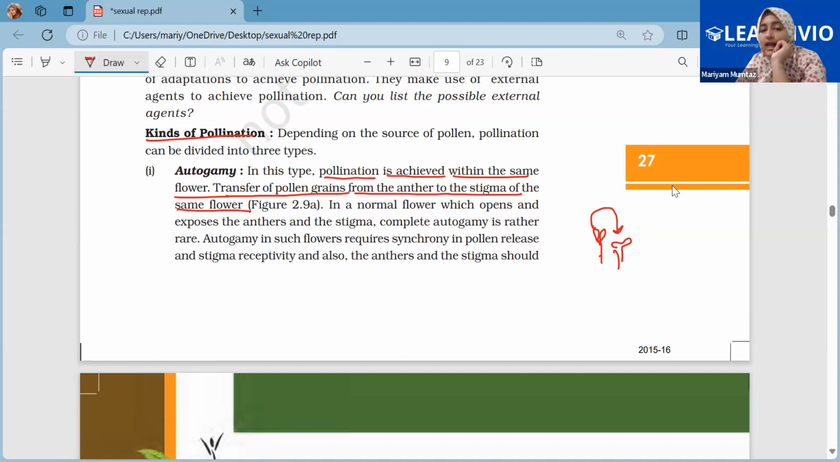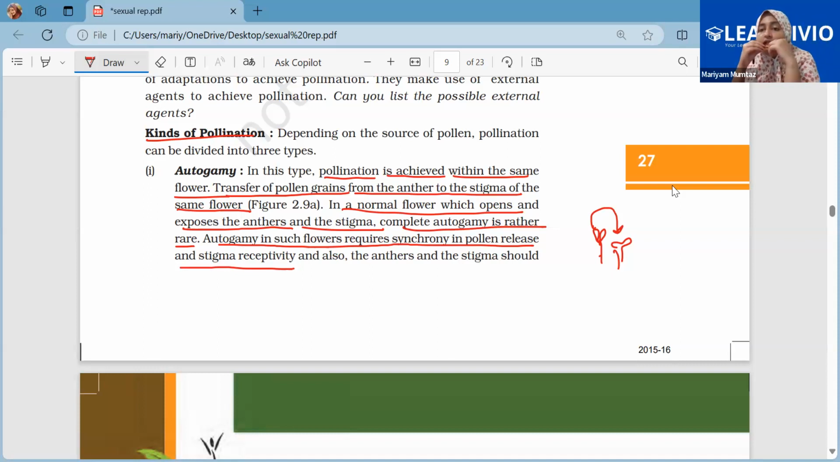So that is autogamy. In a normal flower which opens and exposes the anther and stigma, complete autogamy is rather rare. Autogamy in such a flower requires synchrony in pollen release and stigma receptivity. Now, when the pollen grains are released, if they land on the stigma, that does not ensure pollination.